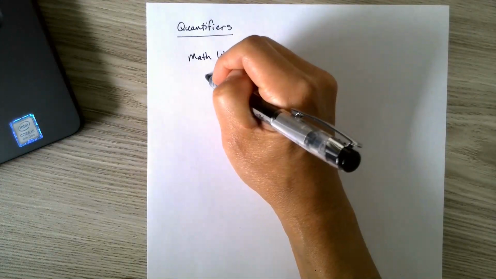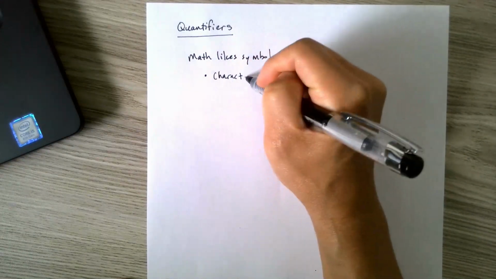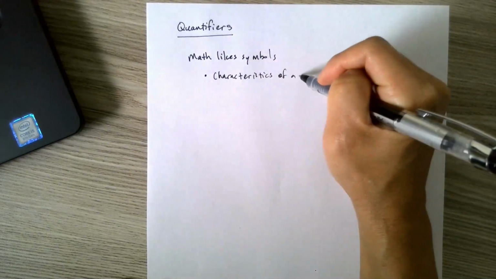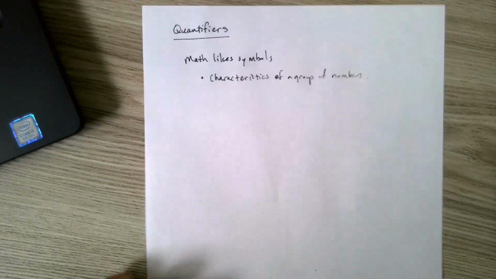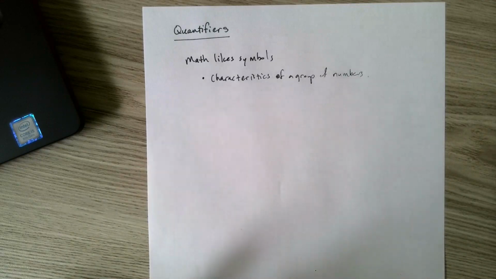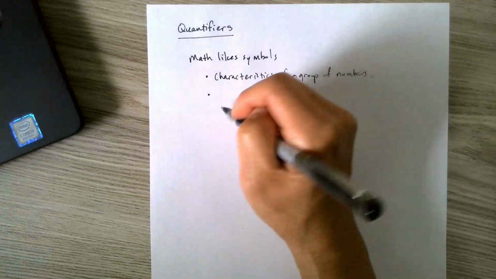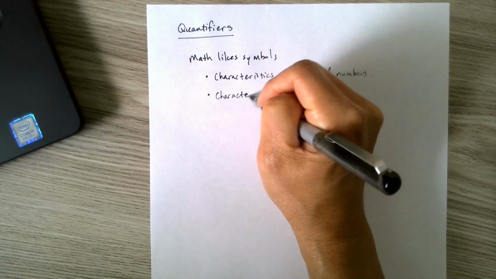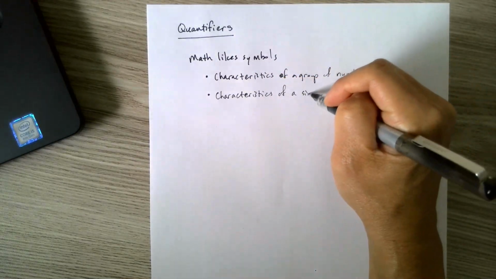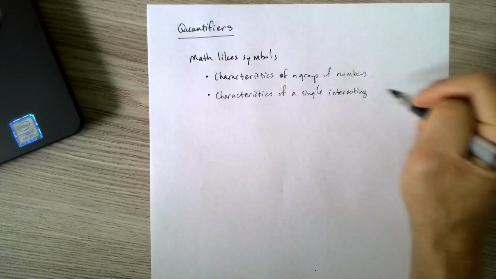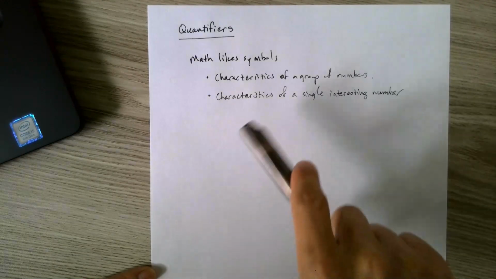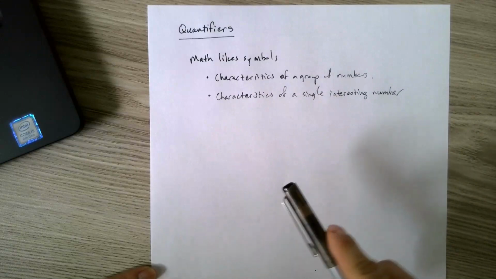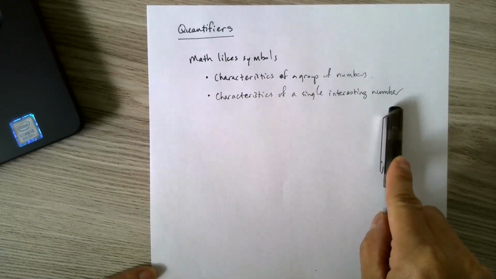Sometimes we like to talk about the characteristics of a group of numbers. Maybe all natural numbers have a certain interesting characteristic and we want to focus on that. Or sometimes we want to focus on characteristics of a single interesting number and focus on that. So we have these two symbols, one to turn our eyes towards a group of numbers that have a characteristic, and a different symbol to point us in the direction of a single interesting number and its interesting characteristic.